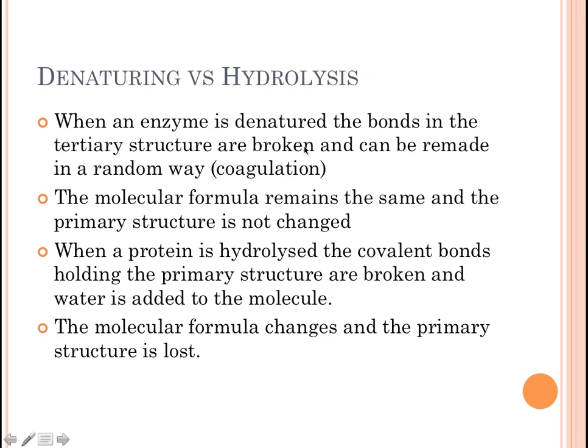Enzymes denature, so we're breaking the bonds in the tertiary structure, but the molecular formula remains the same, and our primary structure is not changed. On the other hand, if we hydrolyze a protein, we break that primary structure, we break the amide links, and break the covalent bonds. So hydrolysis happens in your digestive system, so you can then absorb the amino acids. Enzymes can become denatured in any cell if the conditions change and become wrong.